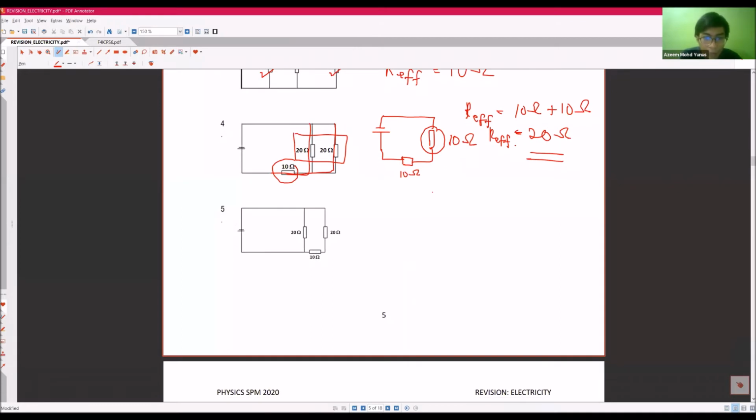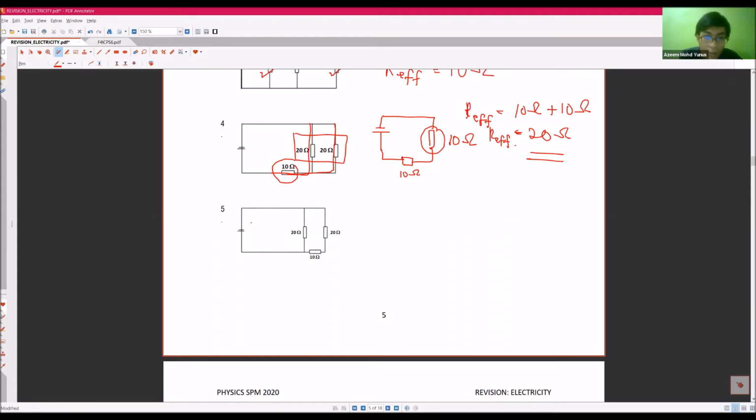So now we have to look at this question carefully because this is not the same as before. If we look here, this 20 here and the 20 here are connected in a parallel arrangement, but this 10 ohm here is only related to this 20 ohm here.